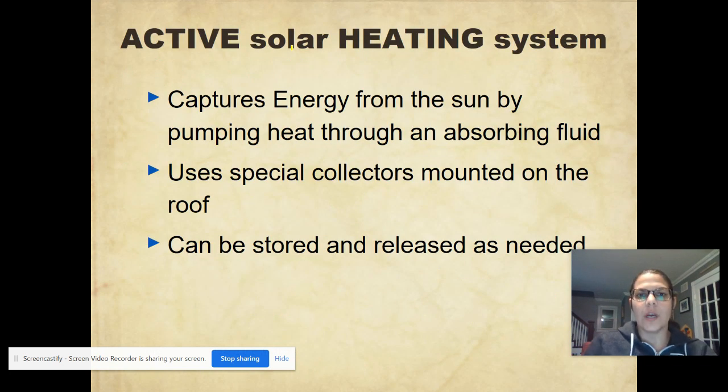Okay. So, active solar heating systems. These are your solar panels. These capture energy from the sun. They pump heat through an absorbing fluid. It uses special collectors mounted on the roof. And this can be stored and released as needed.